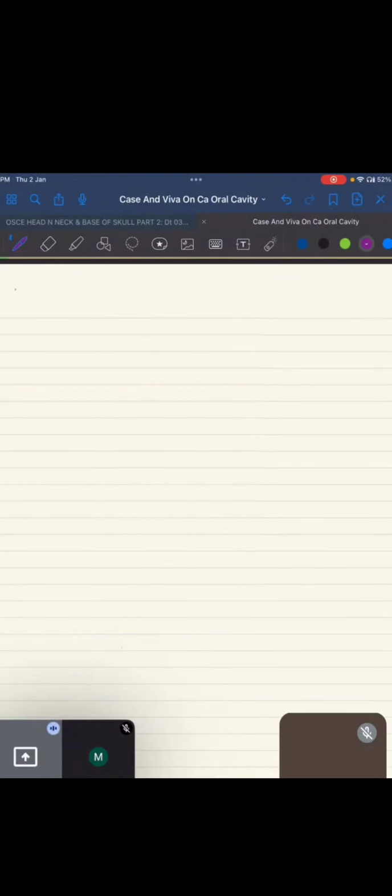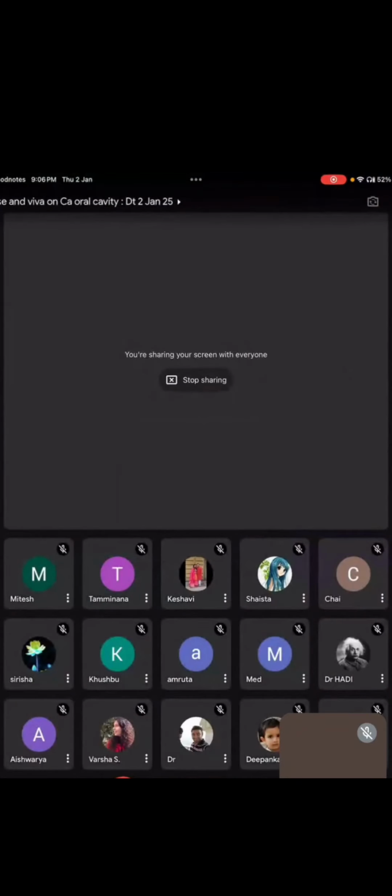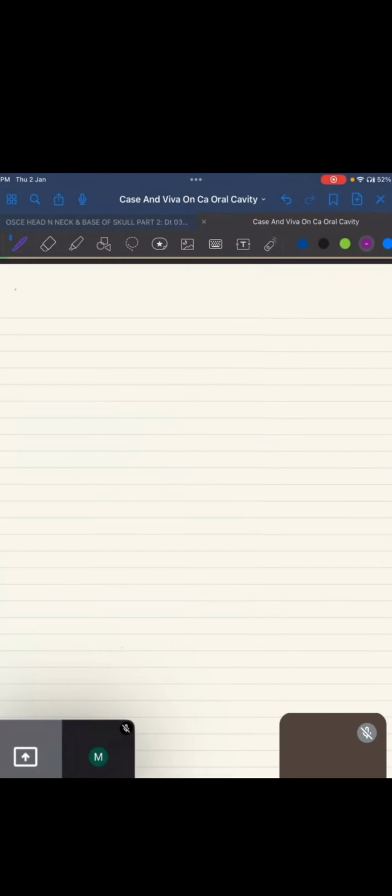Okay, so we'll see for the CA tongue, how shall we go about it? So we'll start with the routine thing. Routine thing. This much year old, male, female, came with complaints of... generally what will be the presenting complaints? There will be a non-healing ulcer over the tongue.